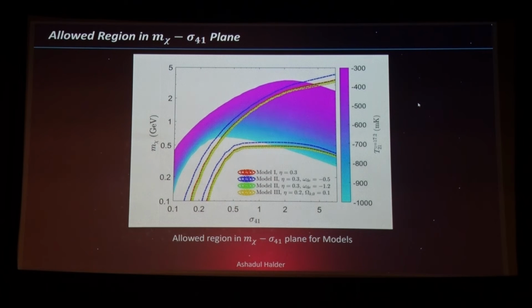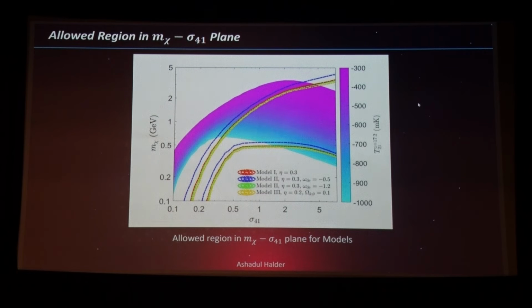So this colored region basically represents the allowed zone for the case of lambda CDM model, where the heating effects in the form of baryon dark matter interaction and primordial black hole evaporation are absent. So in that case, there is a maximum which is almost 3 GeV, which agrees with several recent works.